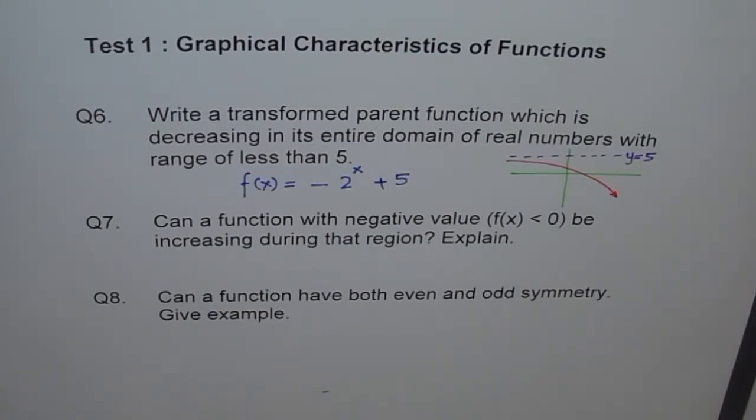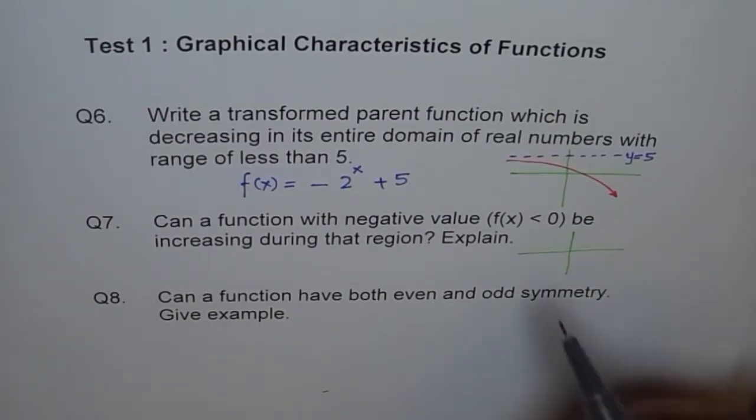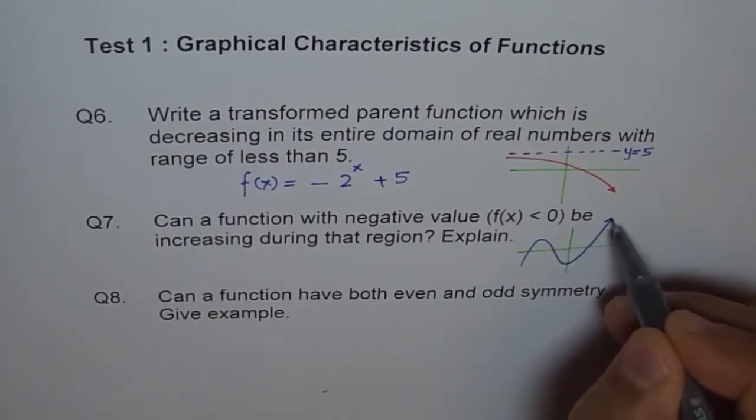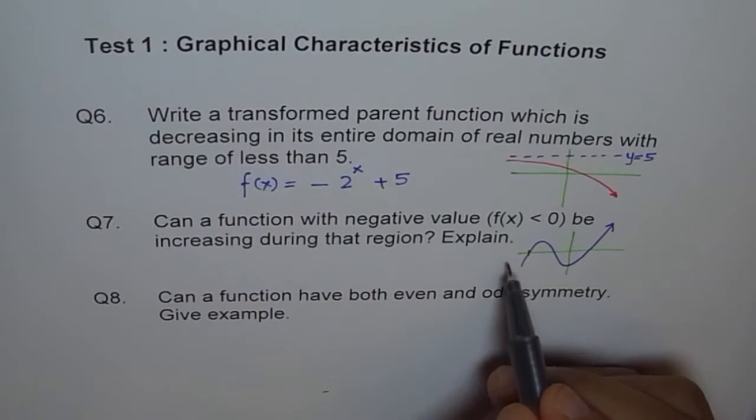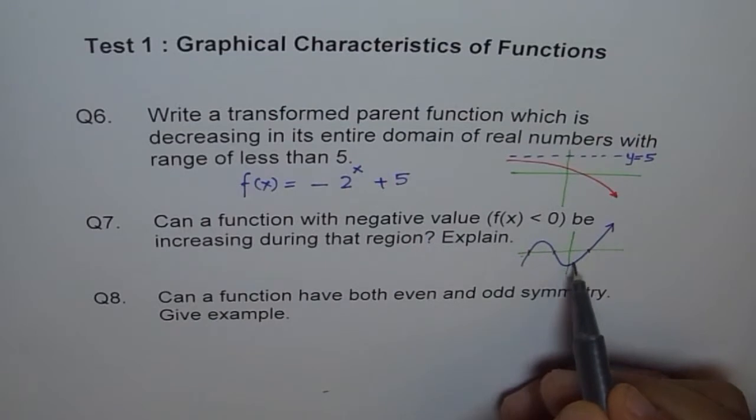Question 7. Can a function with negative value, that is f of x is less than 0, then it is negative, right, be increasing during that region? Well, let's try to sketch and see. Let's say we have a function like this on this coordinate, something like this, okay? Now, this function is negative from minus infinity to this point and from here to here, right? So it is negative here, correct?